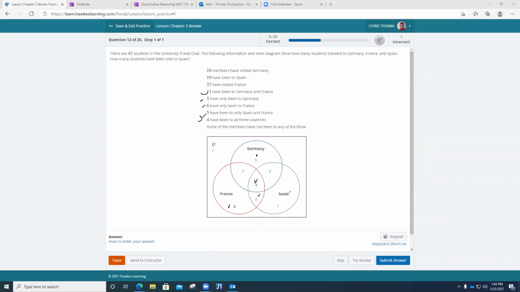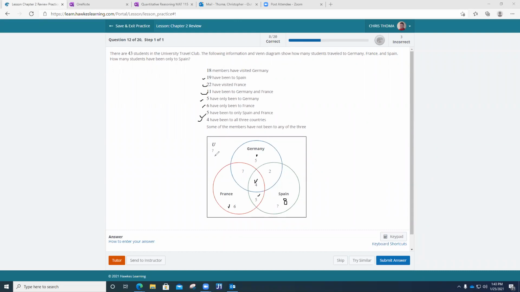22 have visited France, that should be all these numbers added together. 11 plus 11 is 22. 19 have been to Spain. So you can see we have 9 and 11 already in the box. So 11 total, 5 plus 4 plus 2. But there's 19. So that means 8 goes out here where this question mark is. And then 18 visited Germany, so that is good as well.